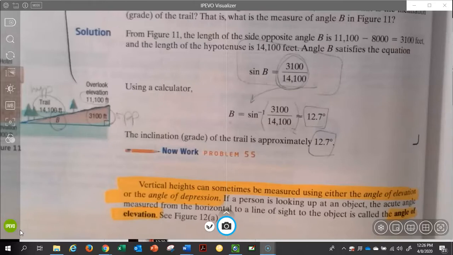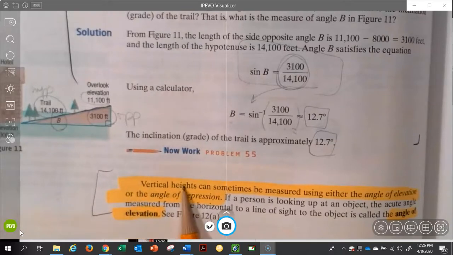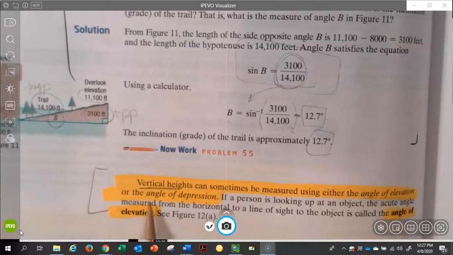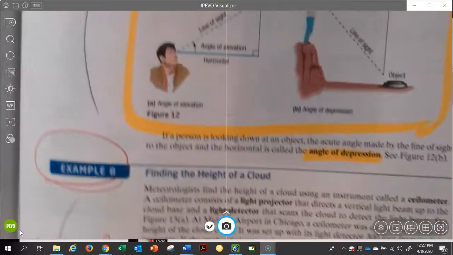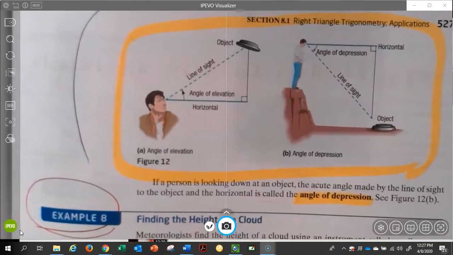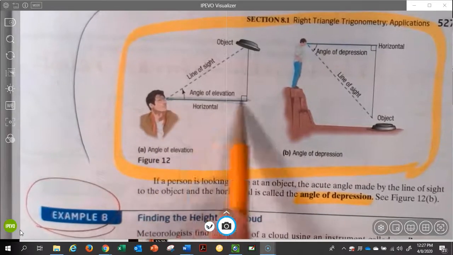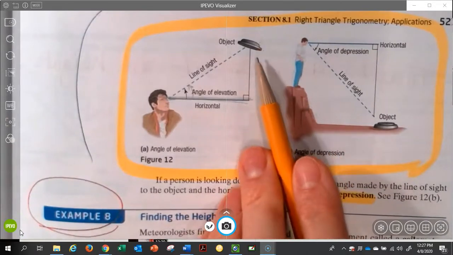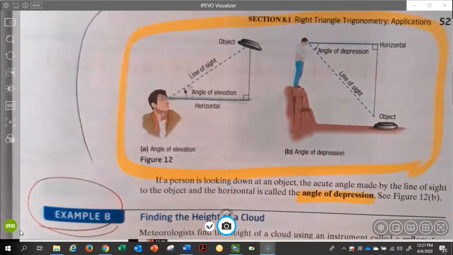So I would hit stop, and then come back right here, and we see it's talking about vertical heights. Vertical can sometimes be measured with what's called an angle of elevation or an angle of depression. If you look at the top of page 527, you're going to see both of these examples. If you look at your eyeball, and you had a horizontal line from your eyeball, then the angle going up to what you're viewing, looks like a UFO there, or maybe it's a hat that just flew off, that angle is the angle of elevation.